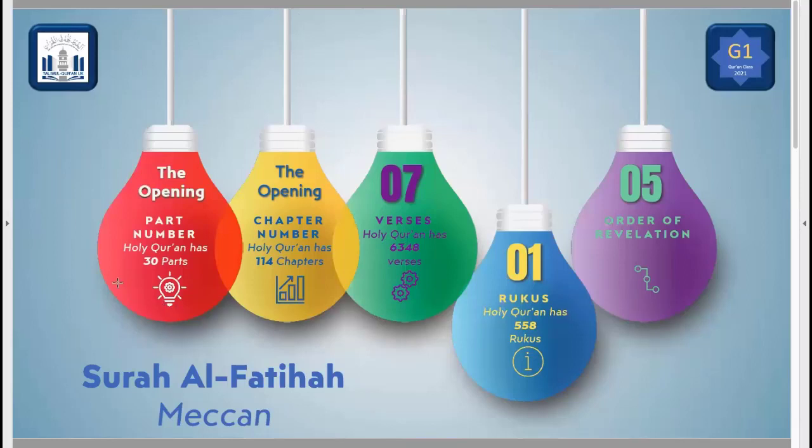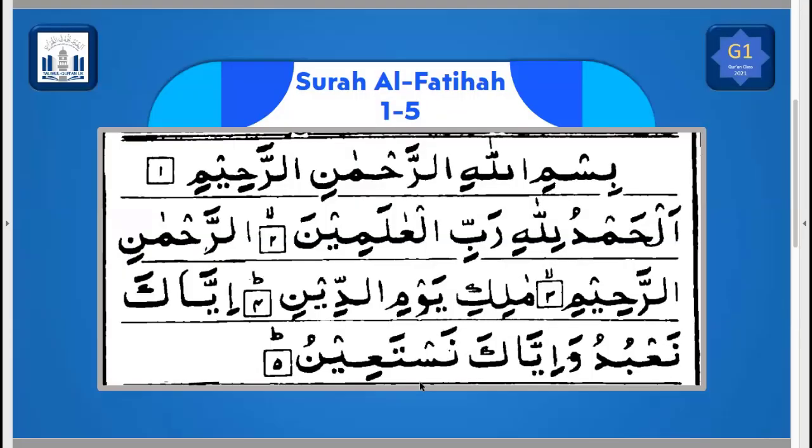Let me just now tell you which one of the Holy Quran the Surah Fatiha is. As I said, it's the opening one. It's the first chapter. It's in the first part and it's in the first chapter. It has 7 verses, and it has 1 ruku, and the order of revelation, it was the 5th order of revelation. So it was revealed in the 5th place. Here it says Surah Al-Fatiha and Meccan. This means it was revealed in Mecca when the Holy Prophet ﷺ was still in Mecca. He had not migrated to Medina yet.